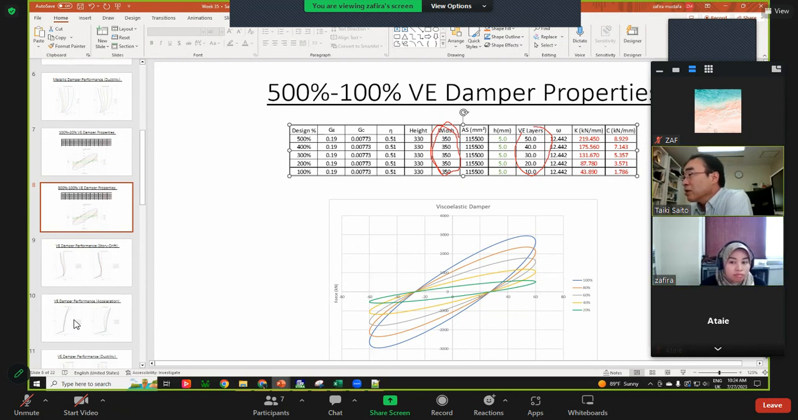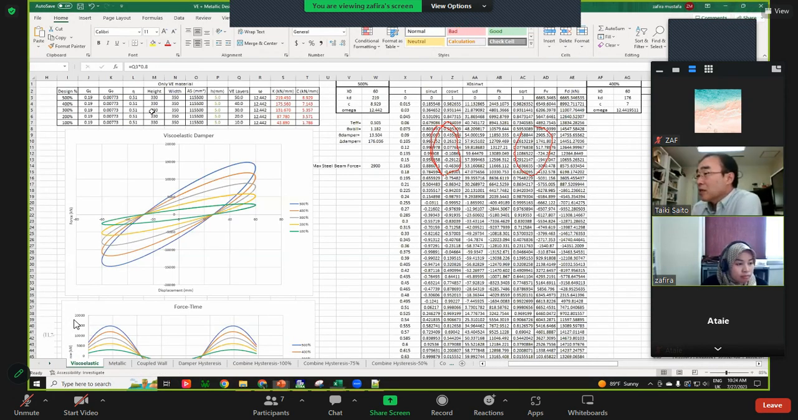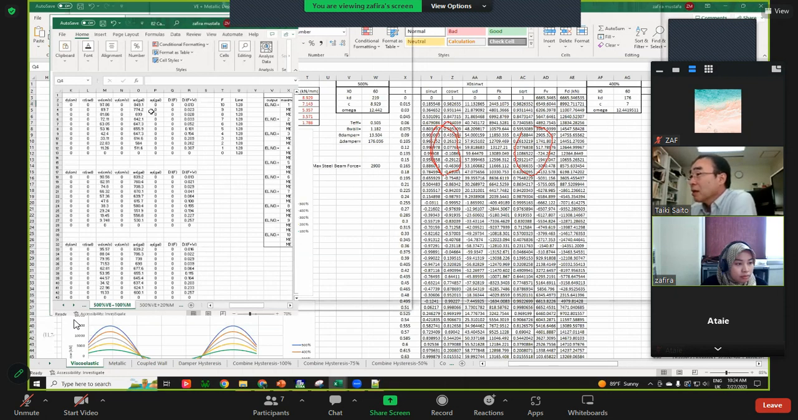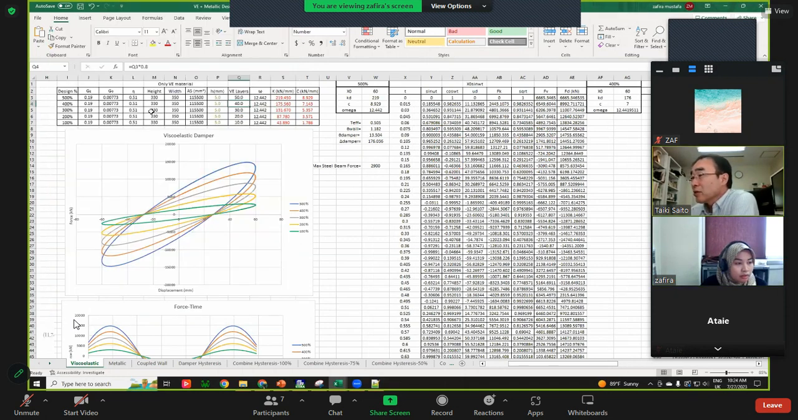Why? The capacity of viscoelastic depends on the depth. If you increase layers in the same width, the depth is getting smaller. So the capacity of viscoelastic depends on the depth of each layer. I think the depth is a constant. What? You mean this one? Yeah, viscoelastic. I understand. You mean that I can make the size constant, and you want me to change the area based on the capacity.